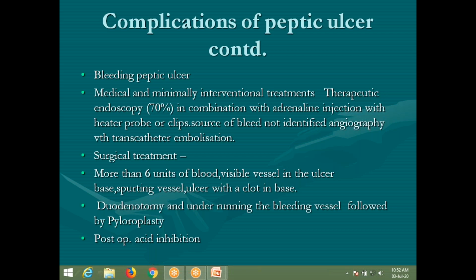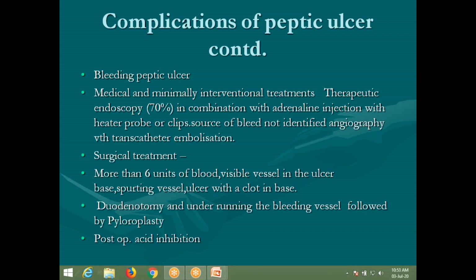So immediately post-operatively, what is most important? You have to inhibit the source of acid production. So post-op acid inhibition is very important. Okay, this is about bleeding peptic ulcers. So first you will try to locate it with the help of endoscopy, and through endoscopic therapy you will try to control it, either by clips or otherwise.